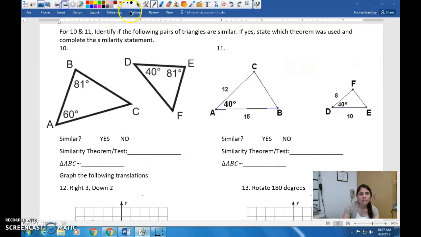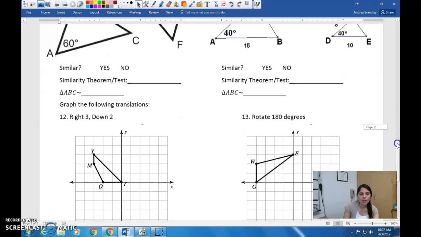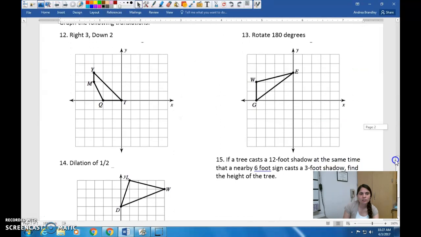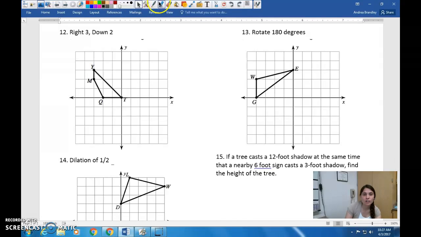12, 13, and 14, we're going to go ahead and graph some translations and dilations. Number 12, I think, is probably the easiest because you can actually just count it. If I'm moving right 3 and down 2, I'm just going to take each point and go right 3, down 2. And so this is T prime. And then I'll take my Q, right 3, down 2. This is my Q prime.